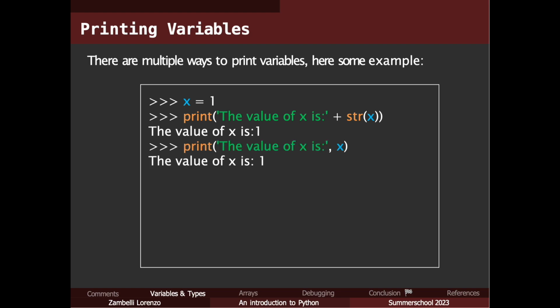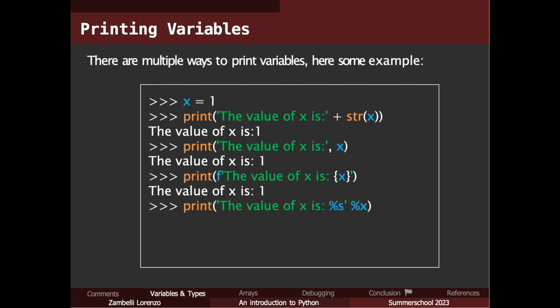Okay, now let's use another one: print again, the value of x is, comma, x. This is one of the basic ones. Basically, we are splitting the printing function into two parts, one with a string and one with a variable. That's nice. Another one is to write the f before the text and write our variable names inside curly brackets. So as we see here, in another case, using percent signs works as well.